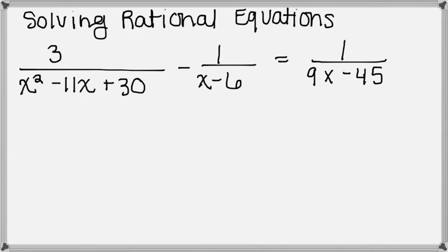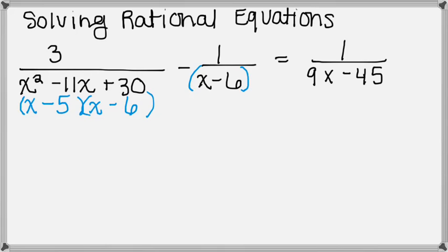To solve this rational equation, we need to find the least common denominator, and in order to do that, we're going to need to factor out all the denominators first. If we factor x squared minus 11x plus 30, we need two numbers that multiply to 30 and add to be negative 11, and what works out is negative 5 and negative 6. The x minus 6 is factored completely, so it is actually considered prime.